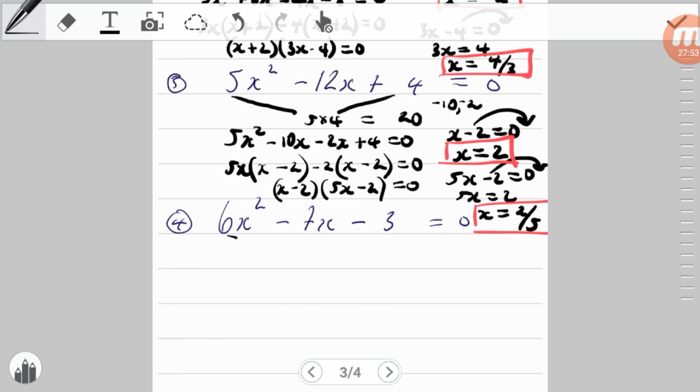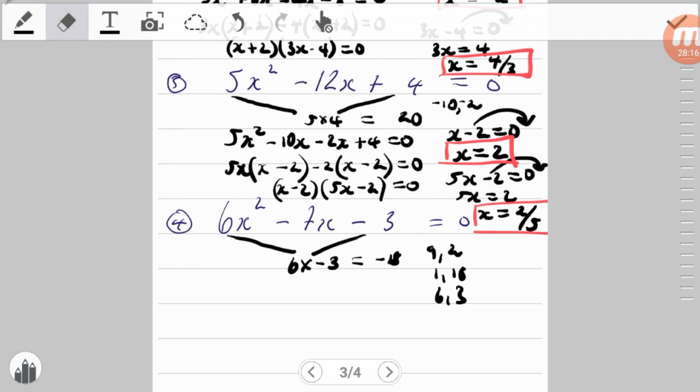Leading coefficient is 6, so that's 6 multiplied by, pardon me, 6 multiplied by minus 3, that's minus 18. And so 9 and 2 is going to be the possible factor. Of course, we have 1 and 18 and 6 and 3 that could possibly produce other middle terms, but we're looking at extracting a negative 7. So the only way to do that is to use the pair factor 9 and 2, making the 9 negative and the 2 positive. So naturally here, 6x squared minus 9x plus 2x, pardon me.